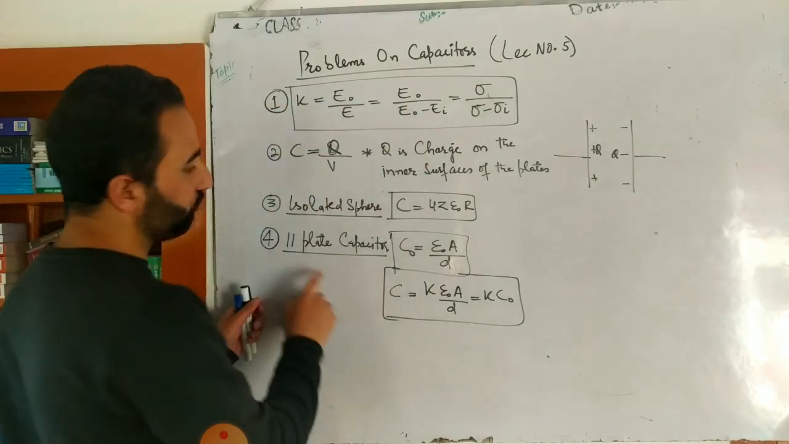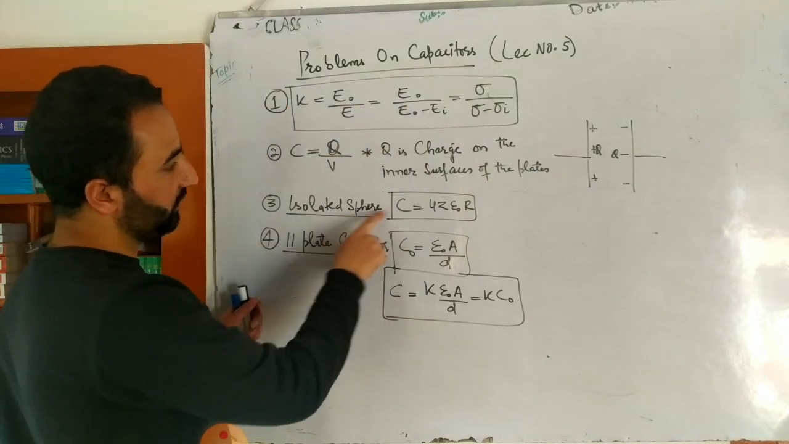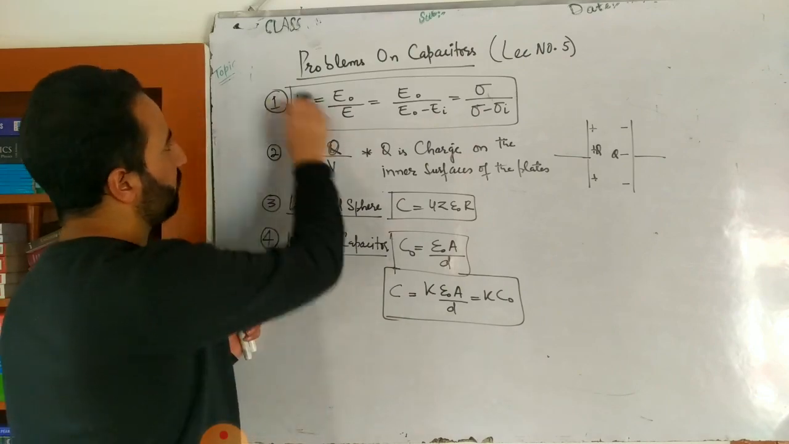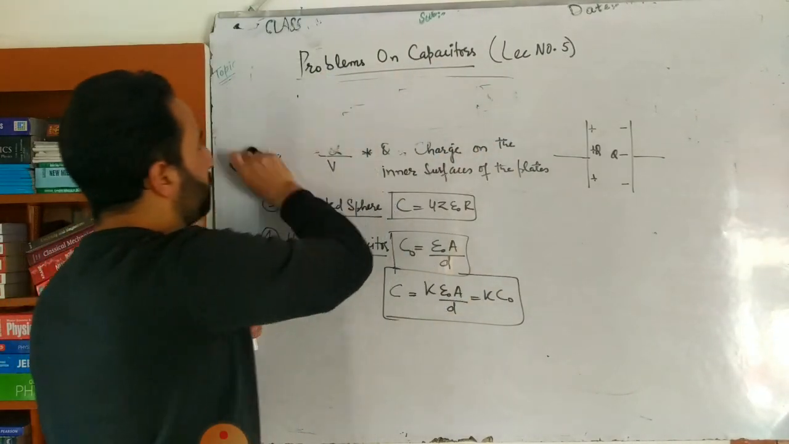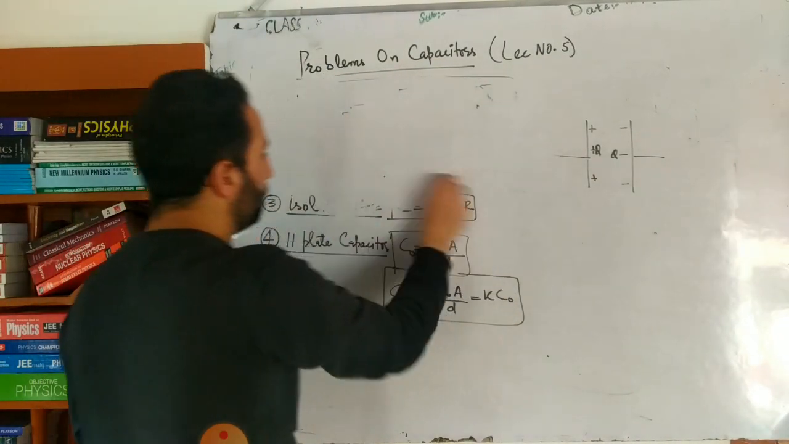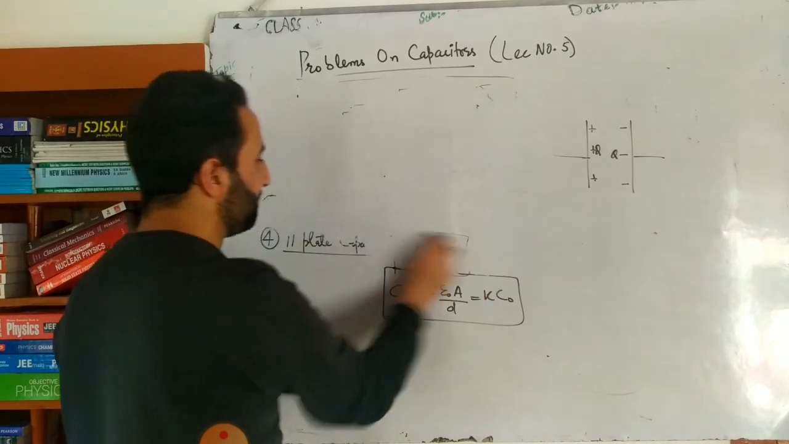Okay, so let's do examples on this. We have done examples on these as well. Let's do examples on the parallel plate capacitor. So, problems on the parallel plate capacitor. We have done those examples, but I will revise them a bit.